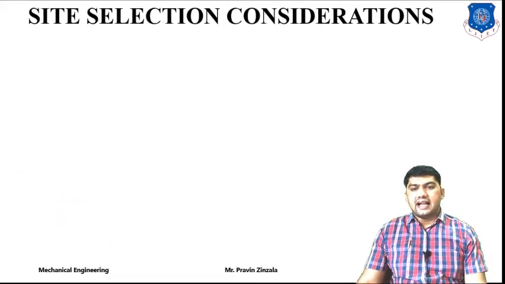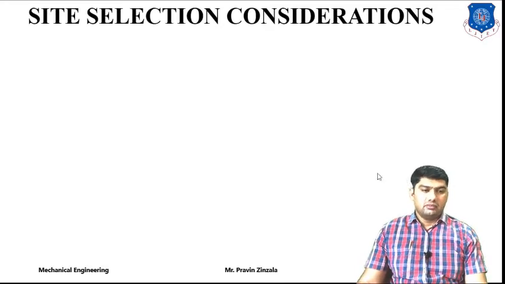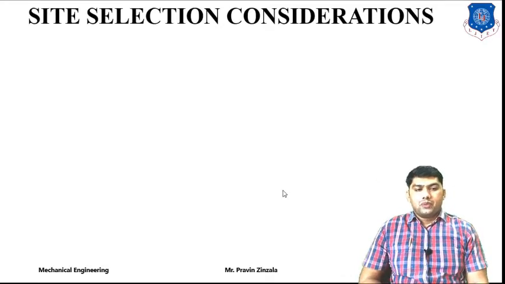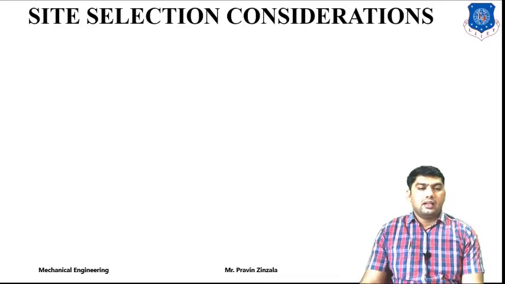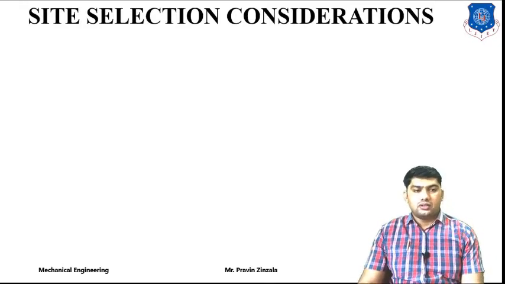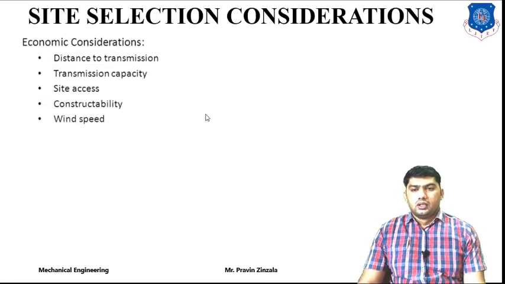Next is site selection consideration. If you want to install a wind turbine, we have to consider many factors, such as the availability of land, power generation, availability of wind speed, and land conditions. So we have to consider many factors for the installation of a wind turbine.